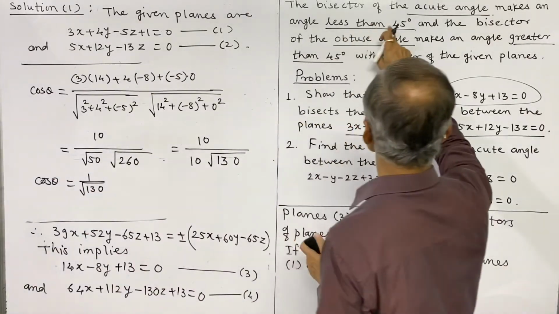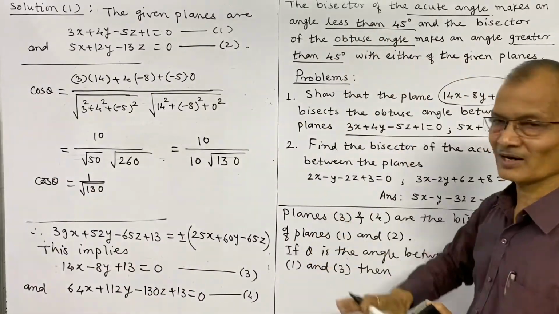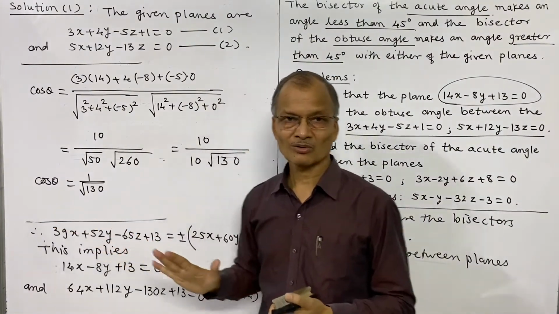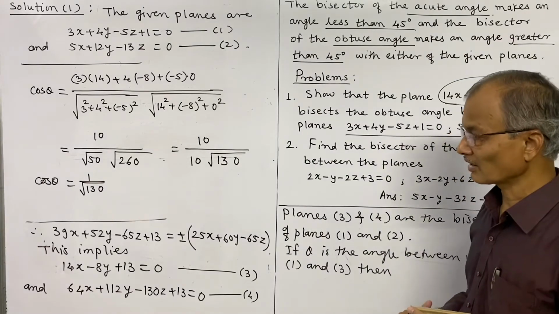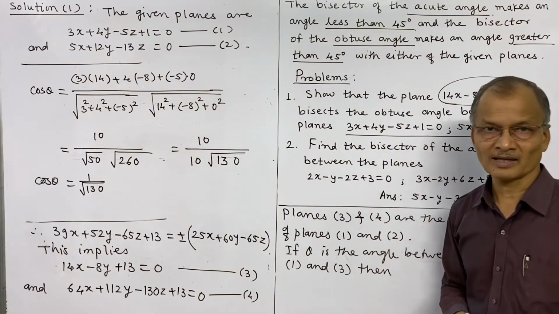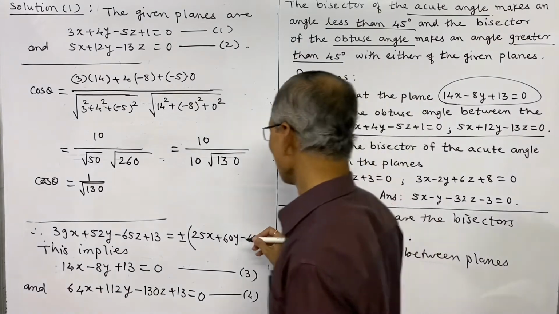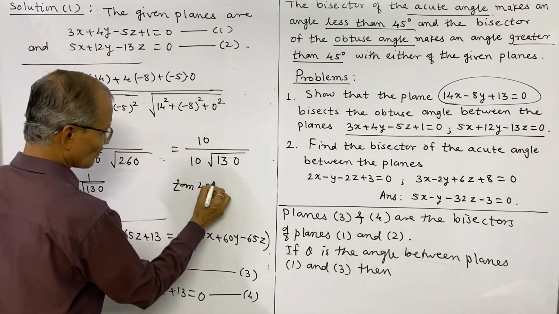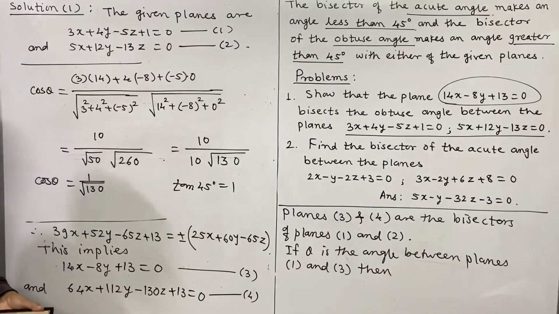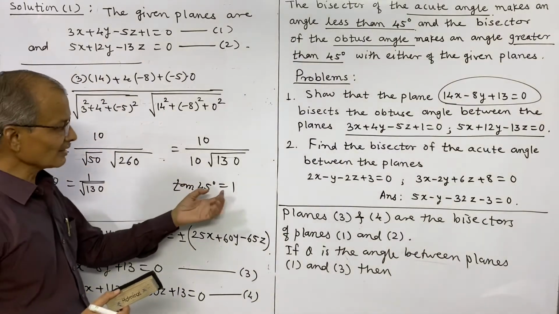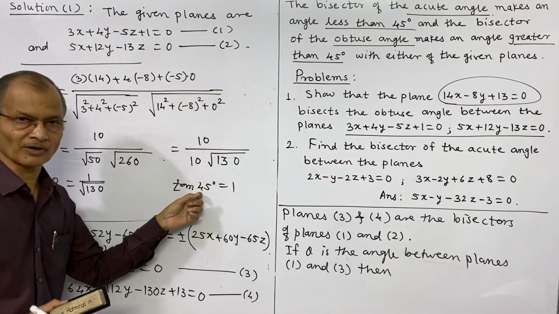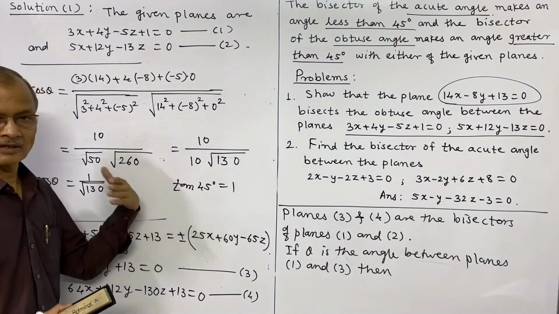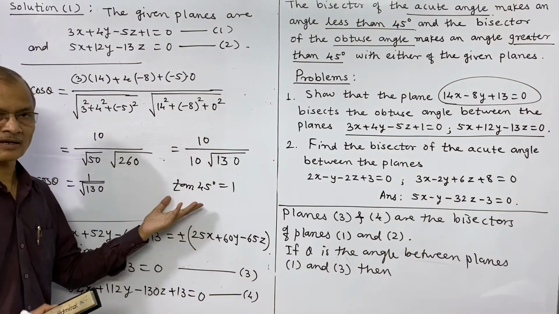Whether theta is less than 45 or greater than 45, that we have to decide, and that cannot be decided by cos theta alone. So to decide whether theta is less than or greater than 45, we have to obtain tan theta, and we know tan 45 degrees is equal to 1. If this quantity is equal to 1, the angle is 45. If the quantity is less than 1, the angle is less than 45, and if it is greater than 1, then the angle is greater than 45.